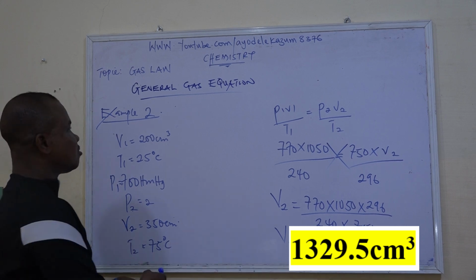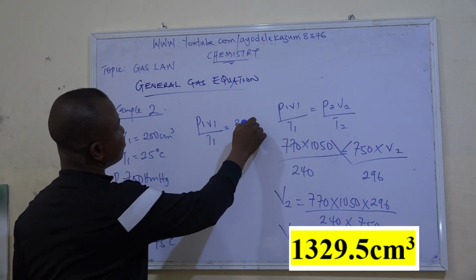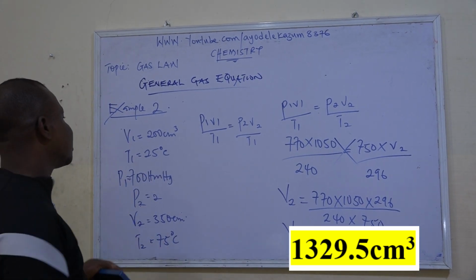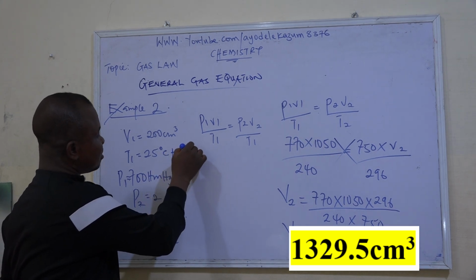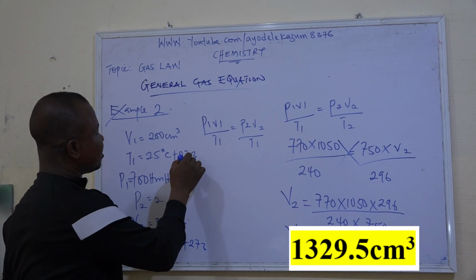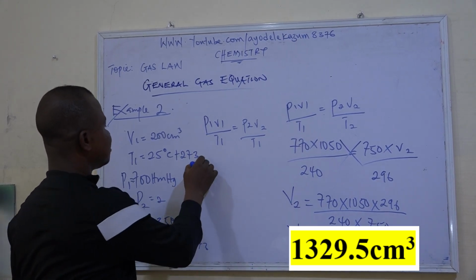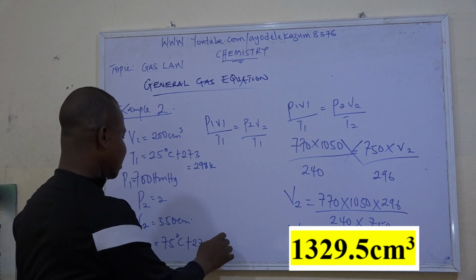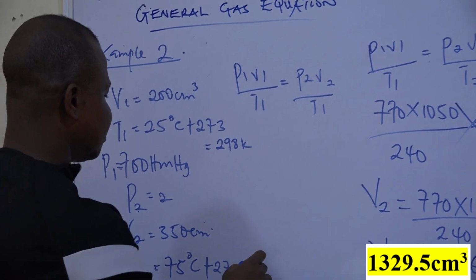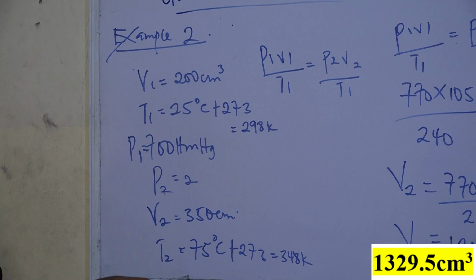Now we are going to use this formula: P1 V1 over T1 equals P2 V2 over T2. But before then, you have to convert your temperature to Kelvin, so plus 273 and plus 273. I hope you are doing that already. That gives us 298 and 348. Pick up your calculator and confirm: 348 Kelvin. Did you get that?